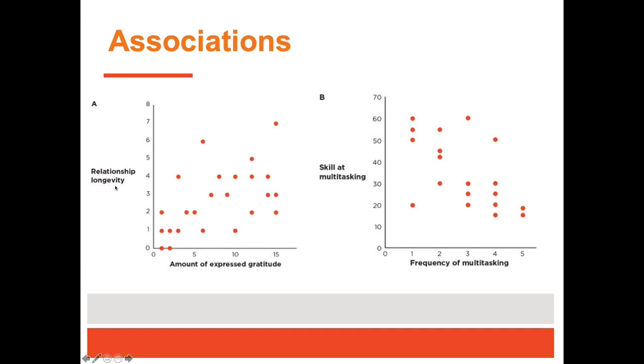So an example, here we have amount of expressed gratitude and relationship longevity, so how long the relationship lasts. If you look at this figure, it looks like as in general, as you go up in amount of expressed gratitude, you also tend to go up in relationship longevity. So the relationship kind of has this upward trend. So that's a positive association. Over here, frequency of multitasking and skill of multitasking. So as you multitask more often, your skill at it actually decreases. So as you're multitasking a lot, you're actually letting things fall through the crack more. So this is a negative association because as this increases, this one decreases.